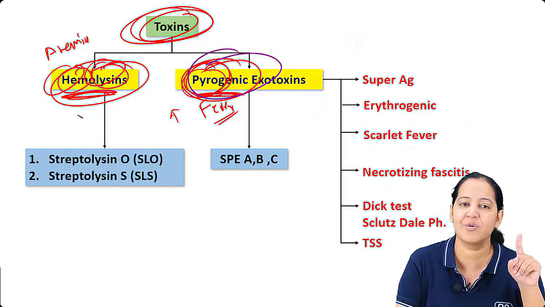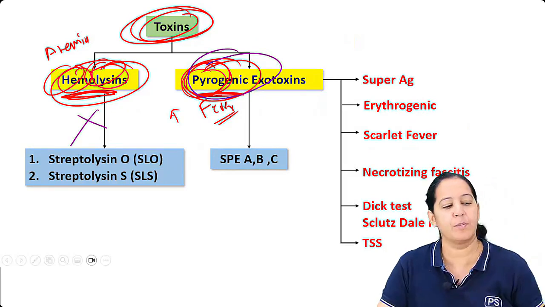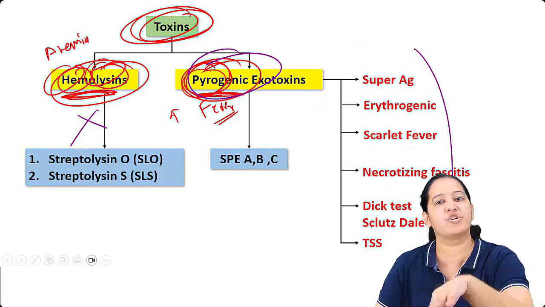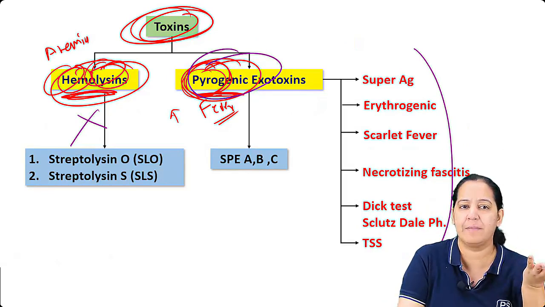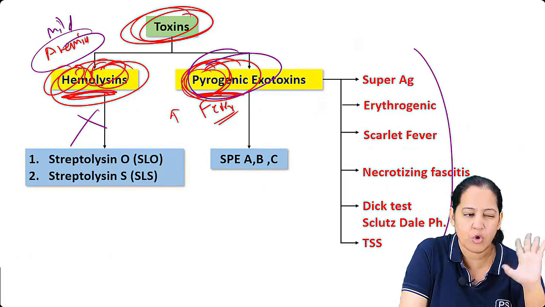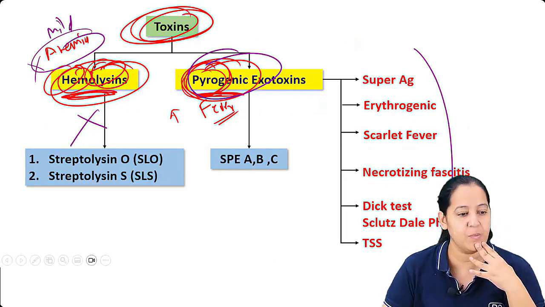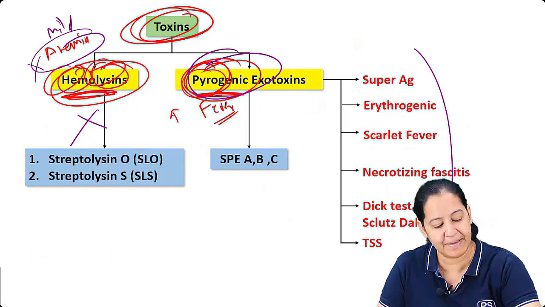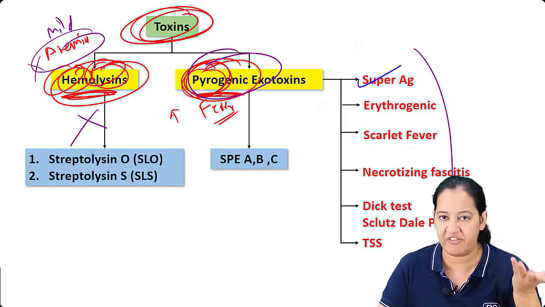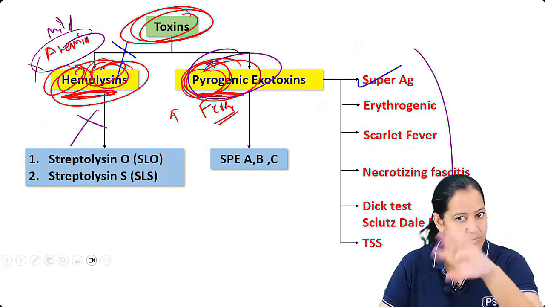Hemolysin is not an important toxin. Pyrogenic is more important. All the diseases are caused by pyrogenic only. Hemolysin causes a mild anemia, nothing else. So it is not very important, but pyrogenic is very important, clinically, I mean. Please understand, pyrogenic is a super antigen, first thing. Hemolysin is not a super antigen. I told you, this one is the super antigen.